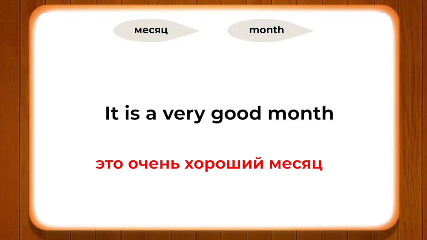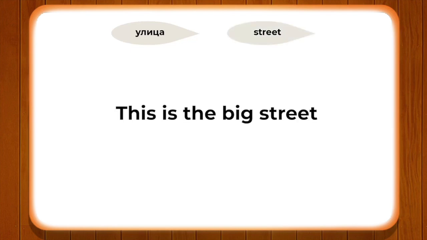Now, let us go to the next part and choose one example. Here we have certain other examples where you have nouns of feminine gender. For example, Ulitsa, which means street. So now I want to say this is a big street. All right.